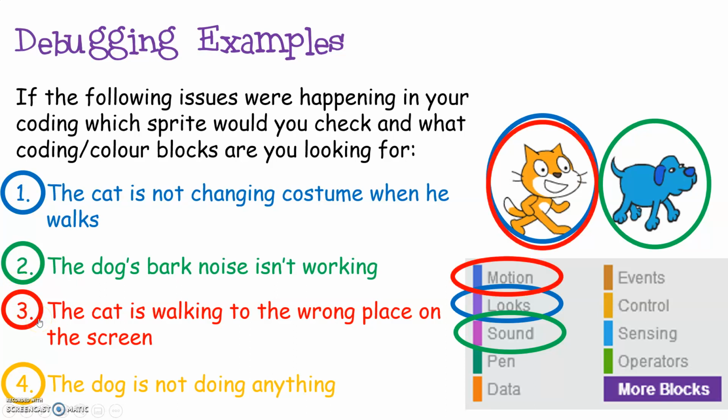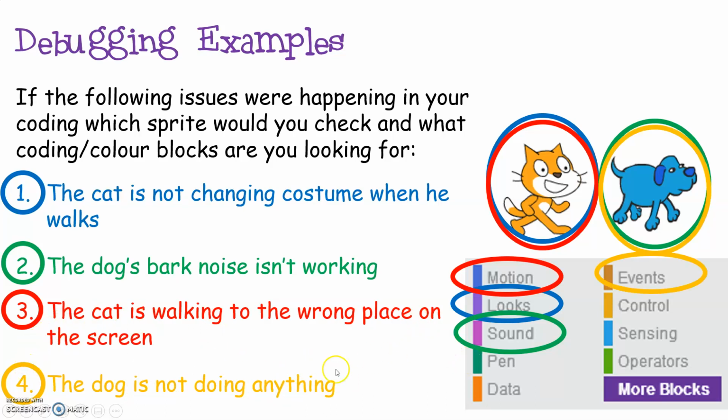Okay, this time the answer is you're looking at the cat sprite again, but you're looking for the blue motion blocks because he's in the wrong place on the screen, which means that the coordinates he's working with aren't working correctly, probably. So it might be a go-to script or a move position. And lastly, the dog is not doing anything at all. This one's quite a tricky one.